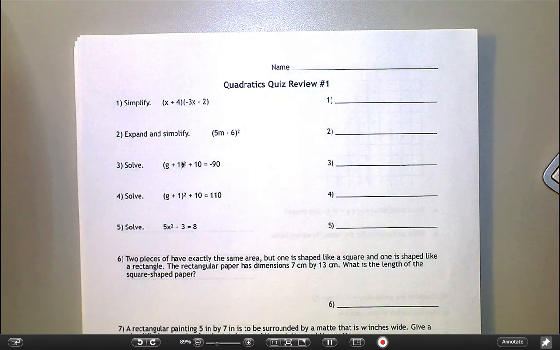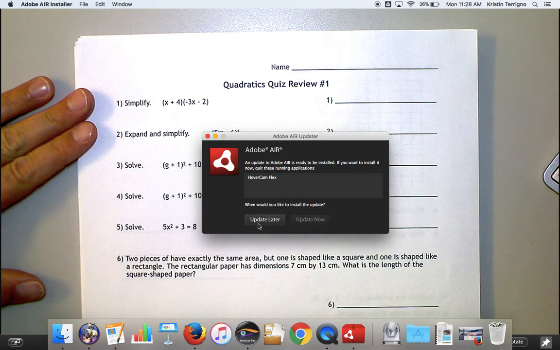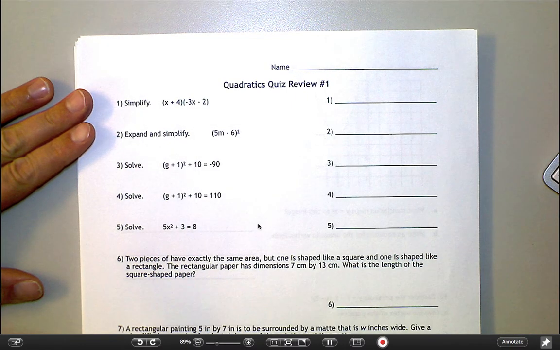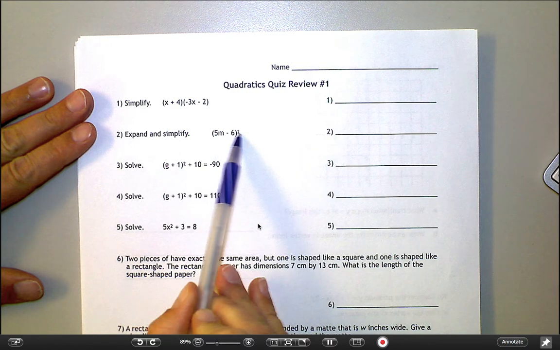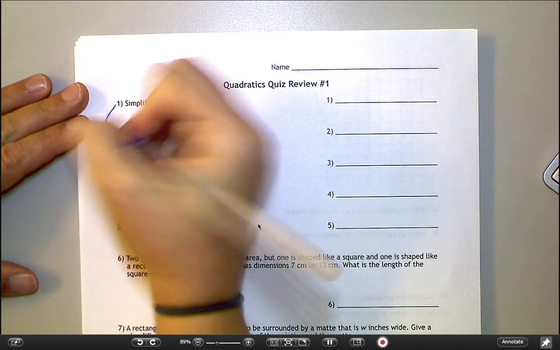This video will cover just the front page of the review, and then I'll do a second video for the back. So these first two are both talking about simplifying. Simplify, expand and simplify just means we're going to write it out with the square. Either way, these two are going to be FOIL problems.